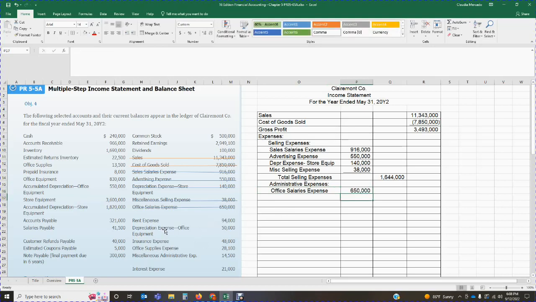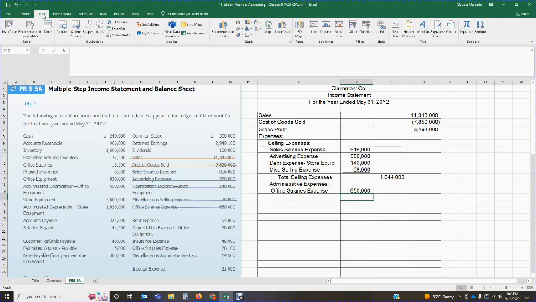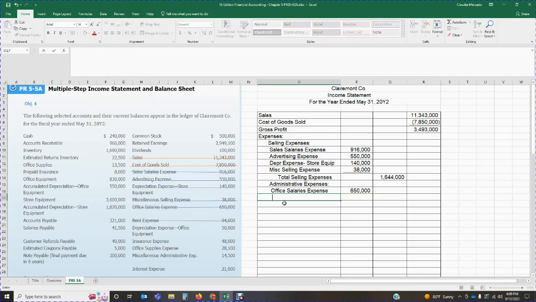We have rent expense. That is an administrative expense. That is not related just to the selling. That's just a normal administrative expense. We have the rent expense of $94,000. Depreciation expense on the office equipment, because this is office related, that goes under admin expenses. Depreciation expense, office equipment. And that is $50,000.